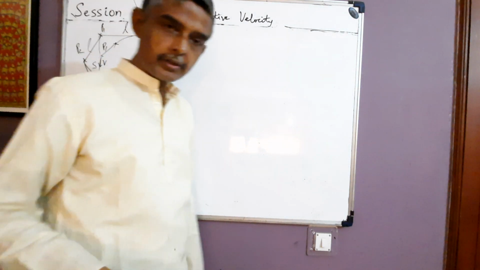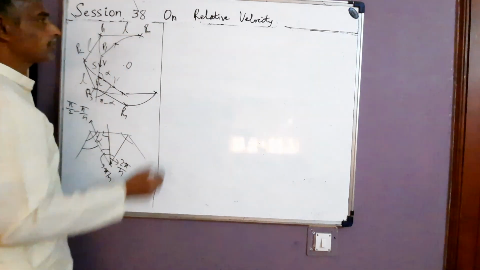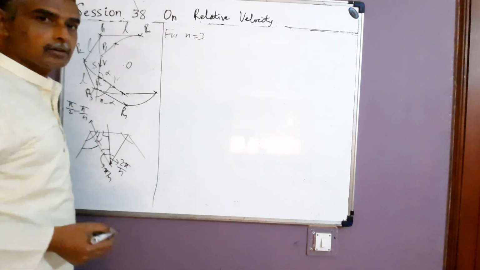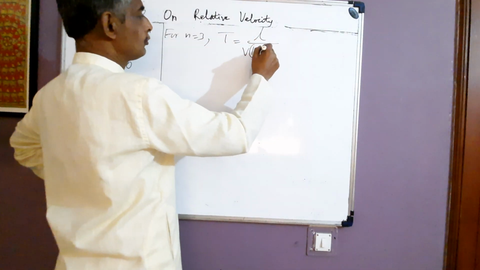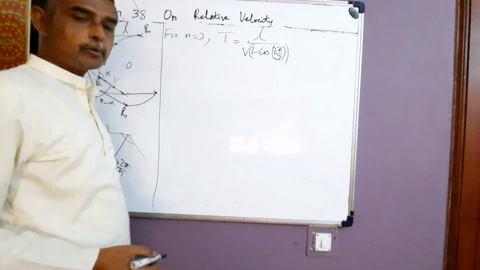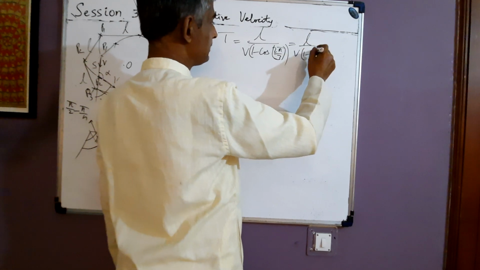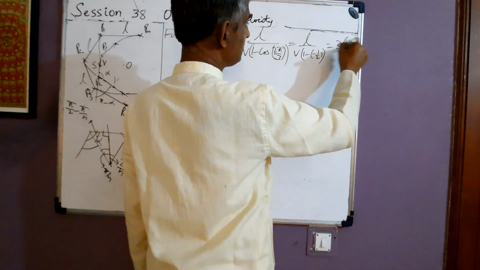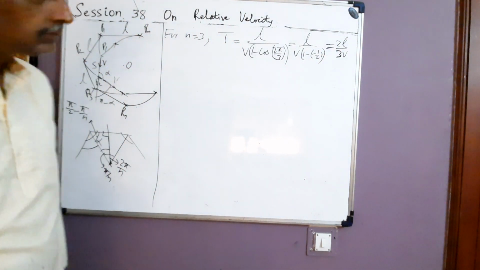So this problem I have discussed. For different cases we get different corresponding values of t. For n equal to 3, that is an equilateral triangle, t becomes L by v into 1 minus cos of 2 pi by 3. Cos 2 pi by 3 is cos 120 degrees, that is minus half. L by v into 1 minus 1 by 2, L by v upon 3 by 2, so 2L by 3v. Same answer as we obtained in the previous video for the triangle.